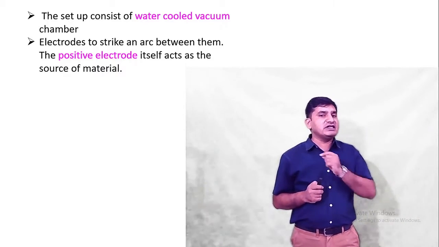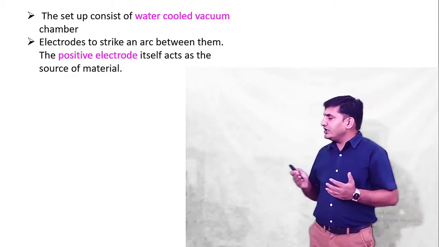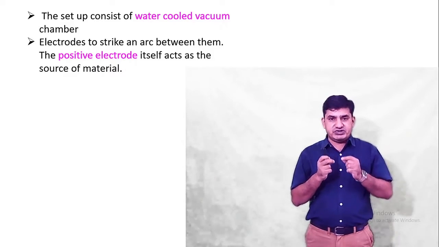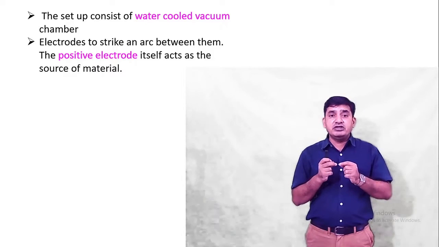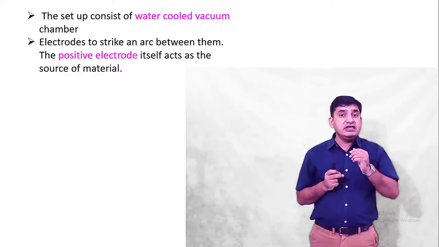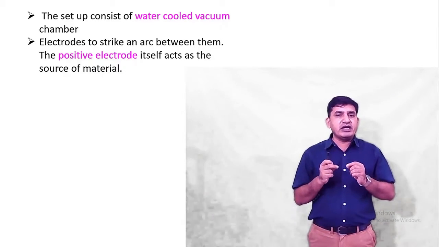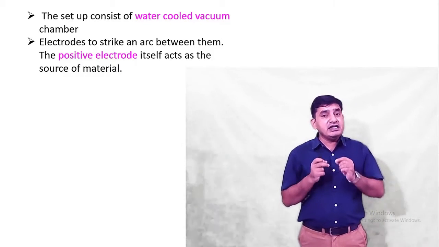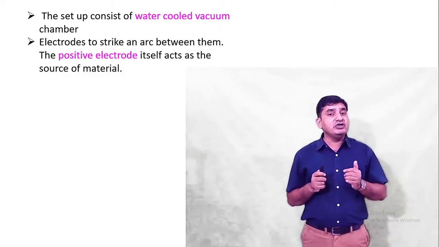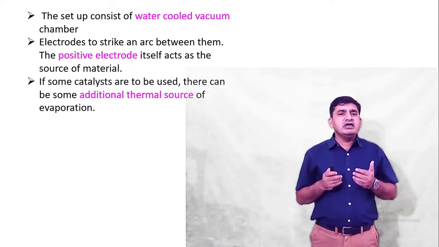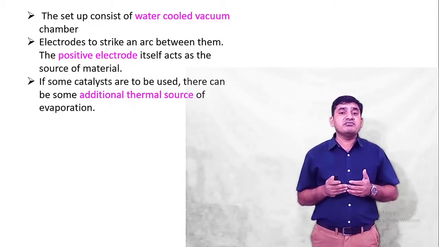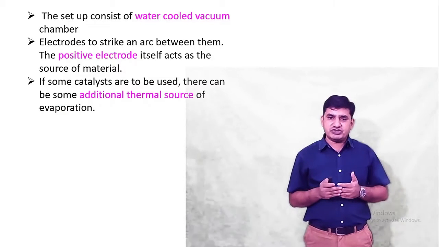The positive electrode itself acts as the source of material. That is, when the arc is produced between the two electrodes, some material is evaporated, and the gap between the two electrodes increases. From this material the fullerene or carbon nanotubes can be produced. If some catalysts are to be used, there can be an additional thermal source of evaporation.